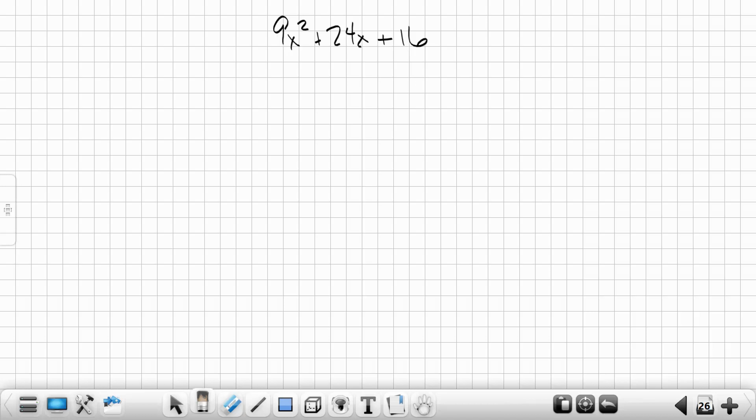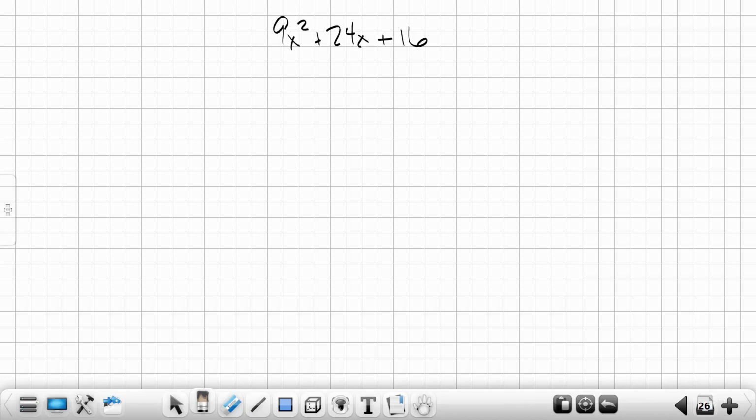A perfect square trinomial. This could be a perfect square trinomial, but to check whether or not it is, we have to do a quick mental check first.